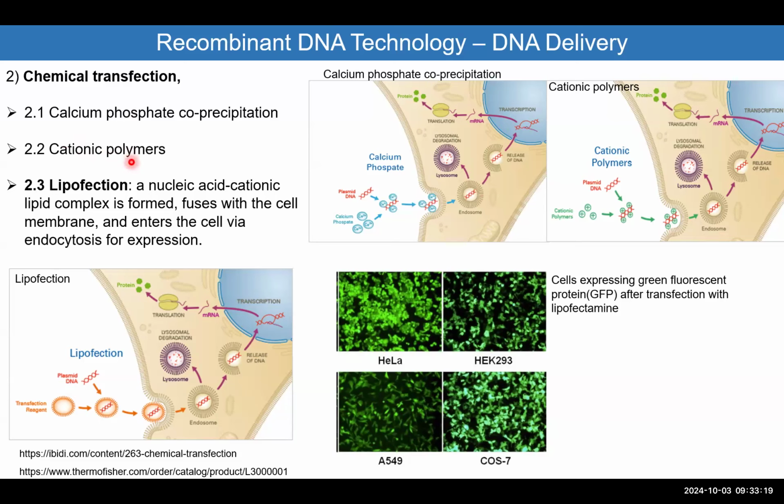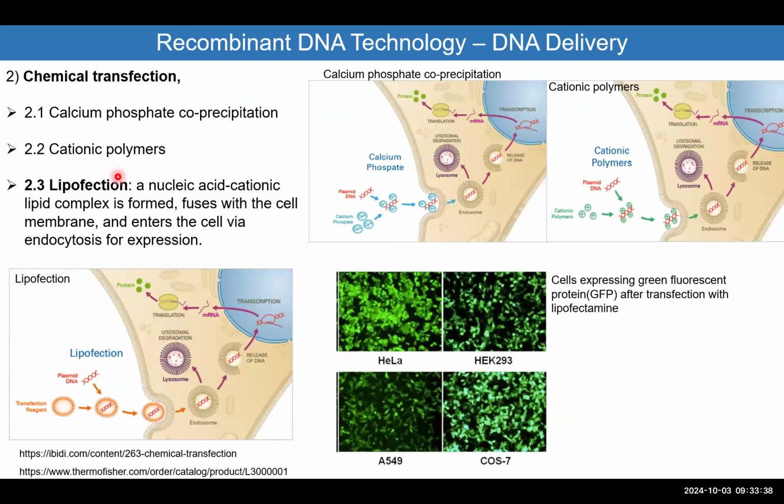Similarly, the cationic polymers, which are also positively charged, will wrap around the DNA, similar to what we see with the calcium phosphate. But the most used and most efficient ones are the lipofections.